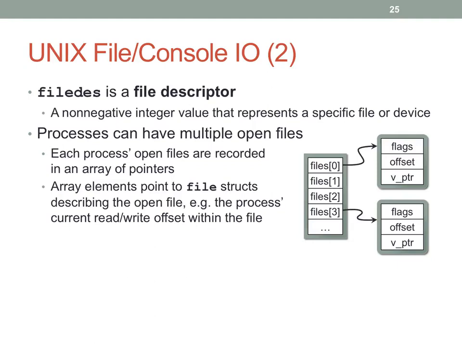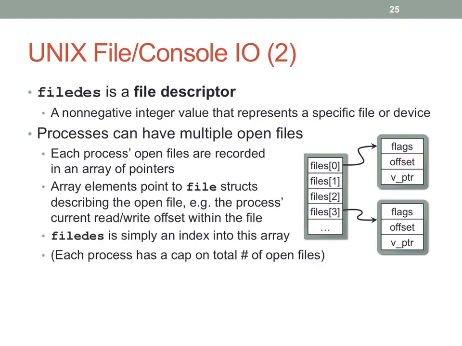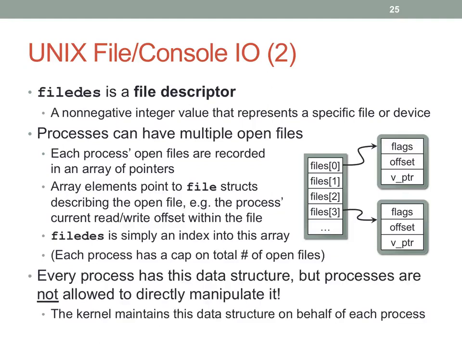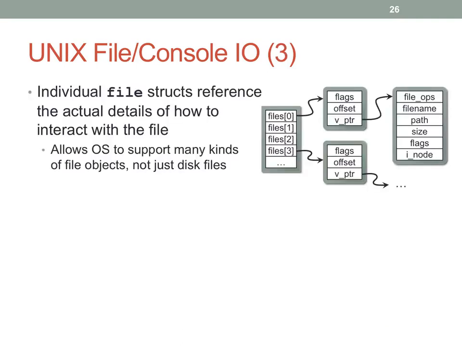And each one points to a struct that holds details about the open file. So, for example, we need to know the offset in the file if it happens to be a block device that we can see. Okay? So that's important. So yeah, FileDes is just an index. So you can imagine file descriptors have to start at 0. Okay? So processes have these data structures, but they're not allowed to manipulate them.